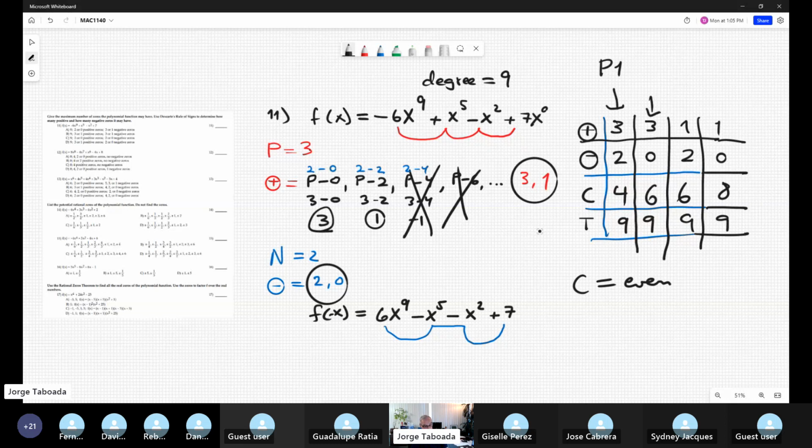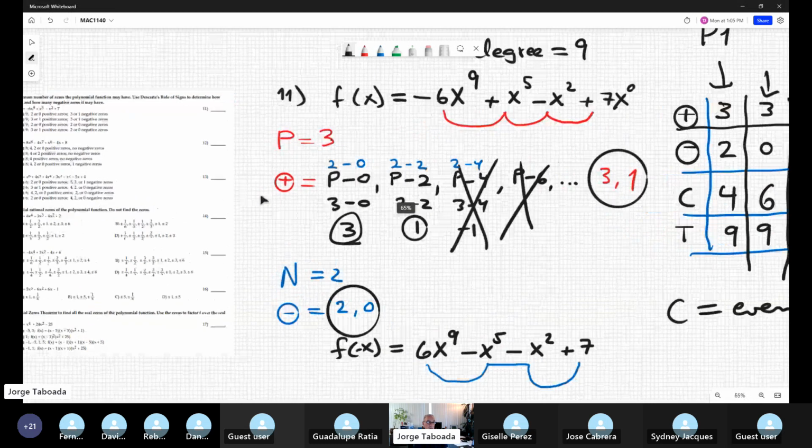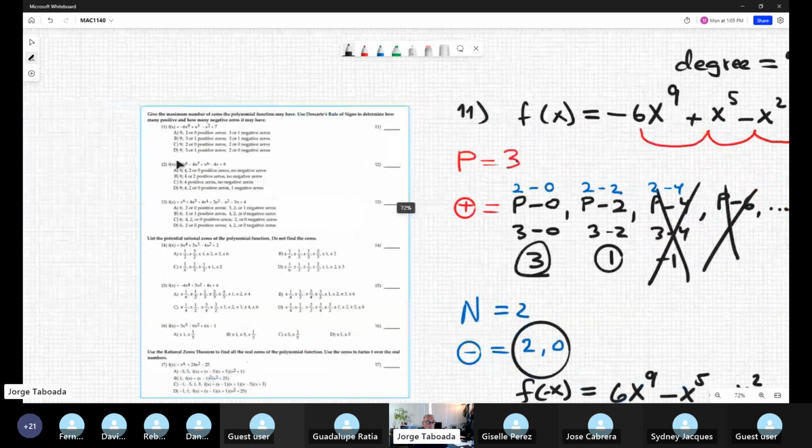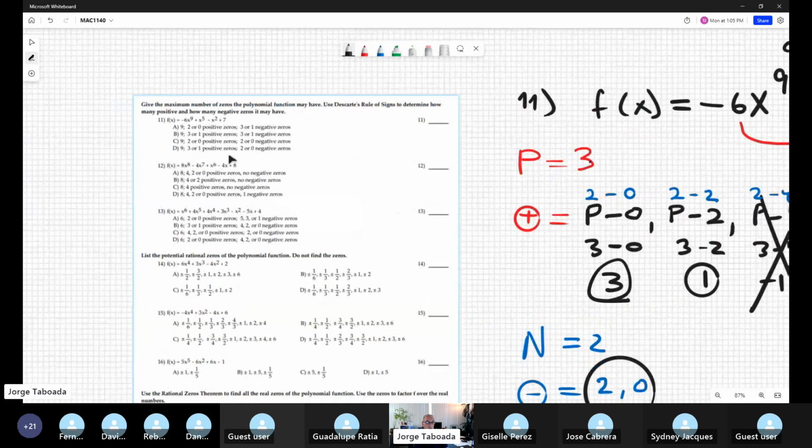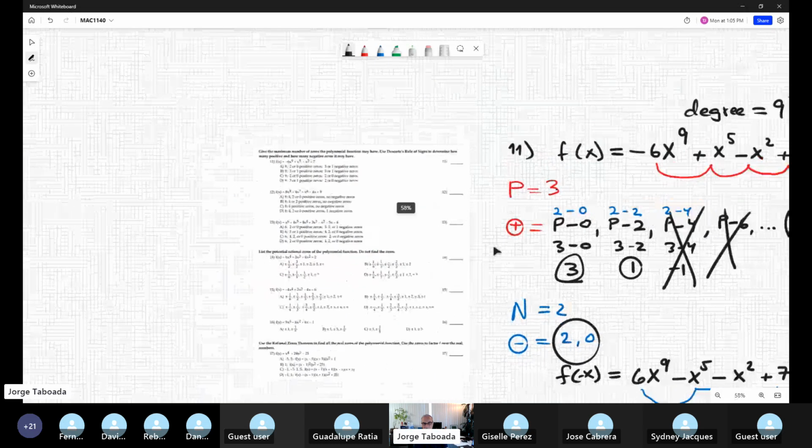But the answer for that question 11 is D, que es degree 9. Look at that: 3 or 1 positive zeros and 2 or 0 negative zeros. Super clear or super confusing?